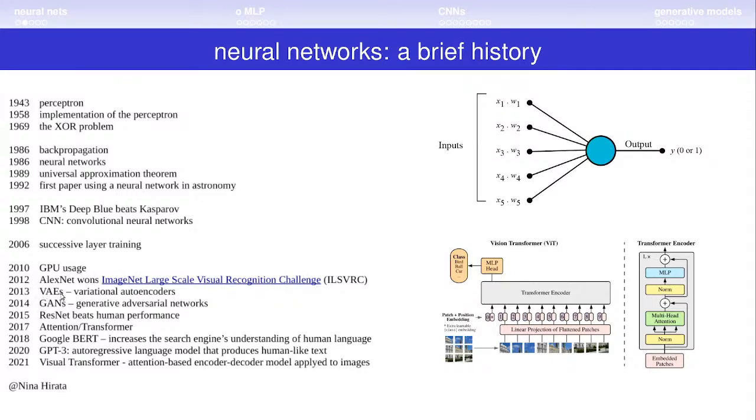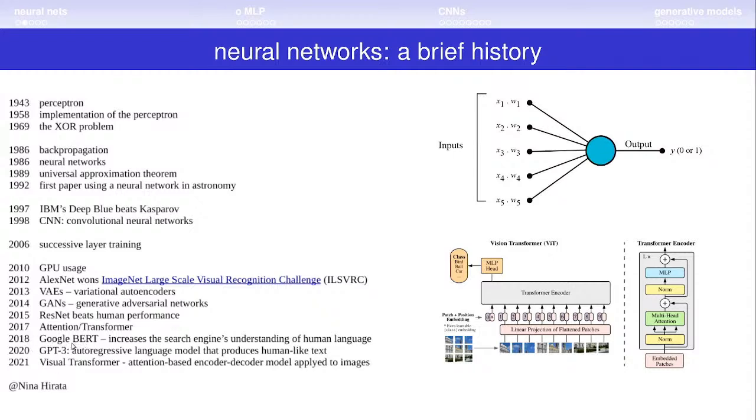And then most of the important neural networks that we use today appeared in, say, the last 10 years, like variational autoencoders and generative adversarial networks. ResNet, for example, beats human performance in many different problems. By 2017 appears what we call the transformer, that is a game changer in natural language processing.